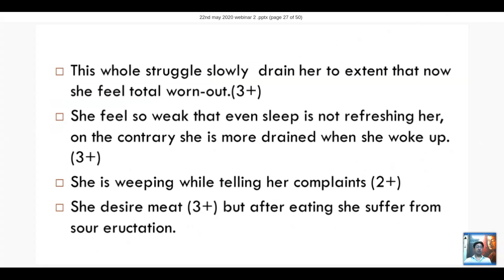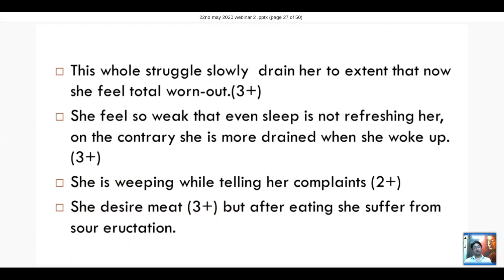This whole struggle slowly drained her to the extent that now she is totally worn out, 3 plus. She feels so weak that even sleep is not refreshing her. On the contrary, she is more drained when she wakes up in the morning, 3 plus. She is weeping while telling her complaint, 2 plus. And there is a desire for meat, 3 plus. But after eating, she suffers from sour eructation.